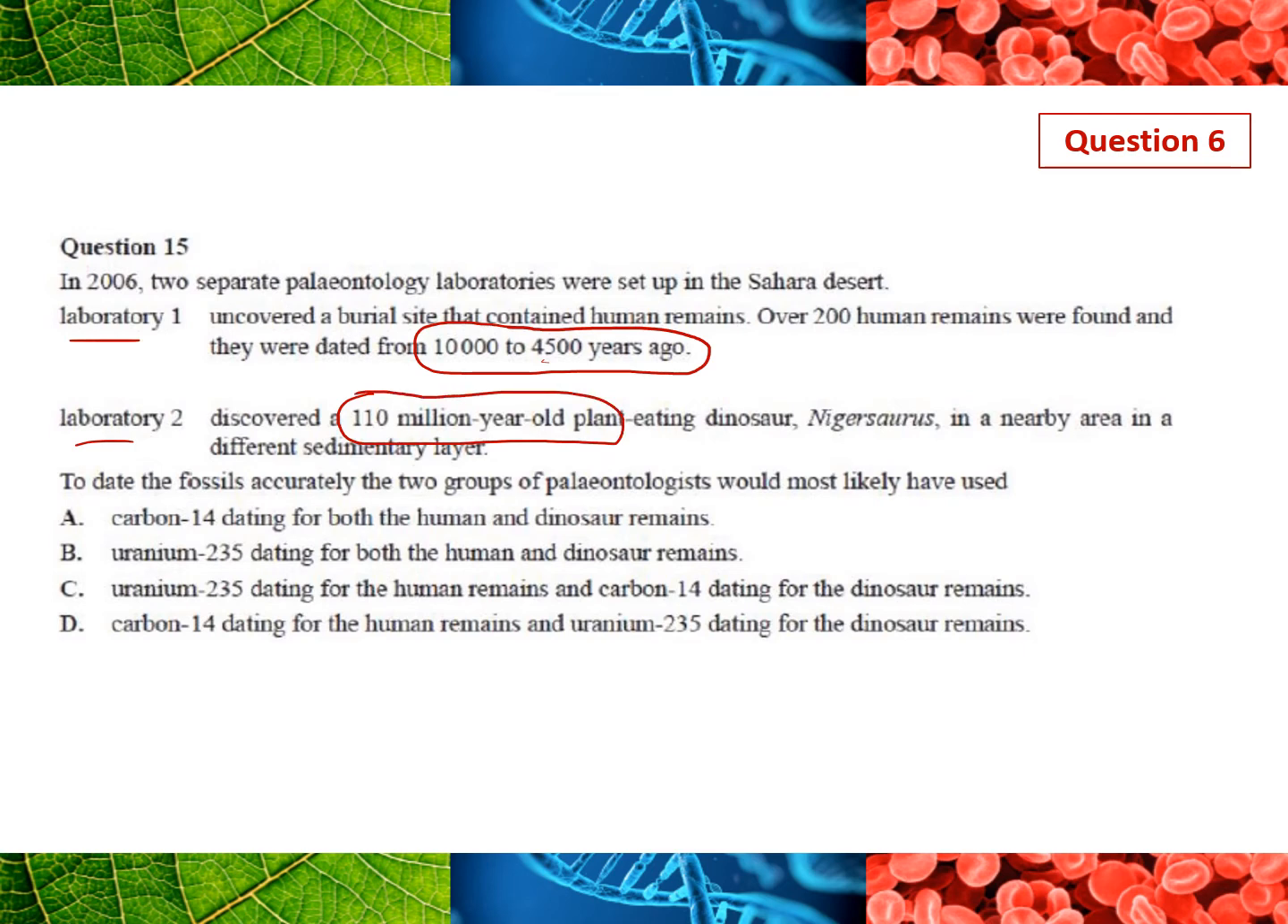Okay, so which types of dating would have been used? Hopefully you are saying carbon dating for this because it's less than 50,000 years old. And then the two options that we've discussed would be uranium lead, or potassium argon could also have been used for this. So if it was a short answer question, you could have used either of those, but obviously this exam question only gave uranium lead as an option, and the answer would be D, carbon dating for the human remains and uranium lead dating for the dinosaur remains, which are much, much, much older.